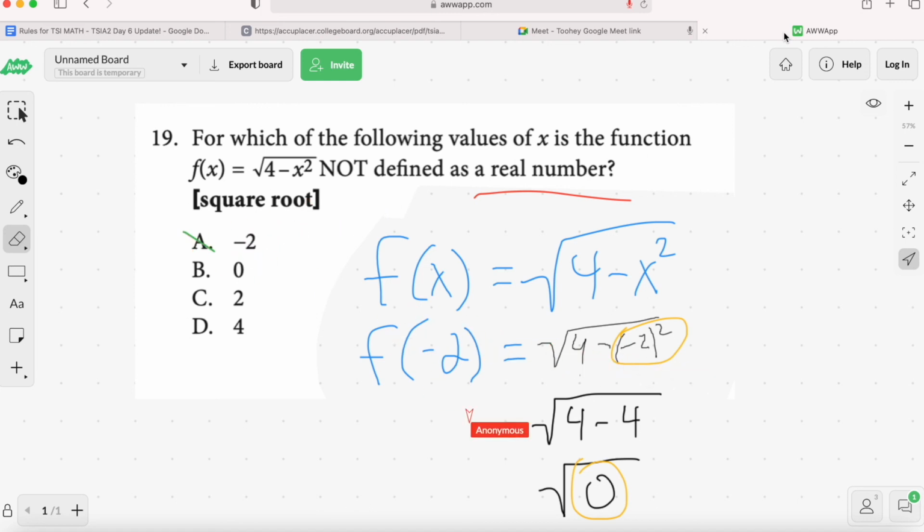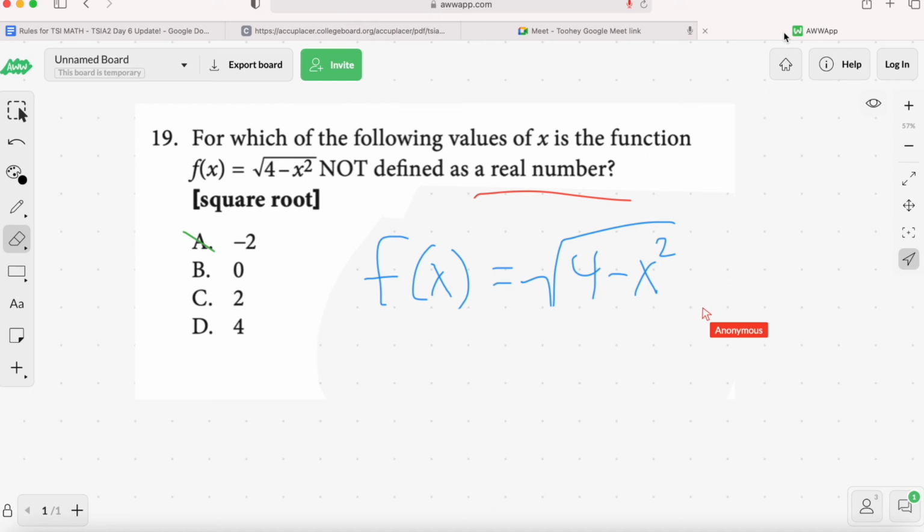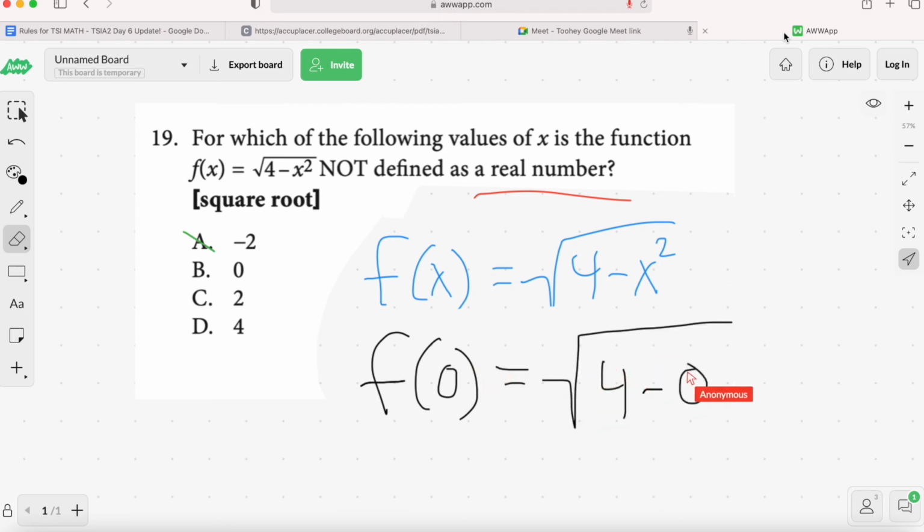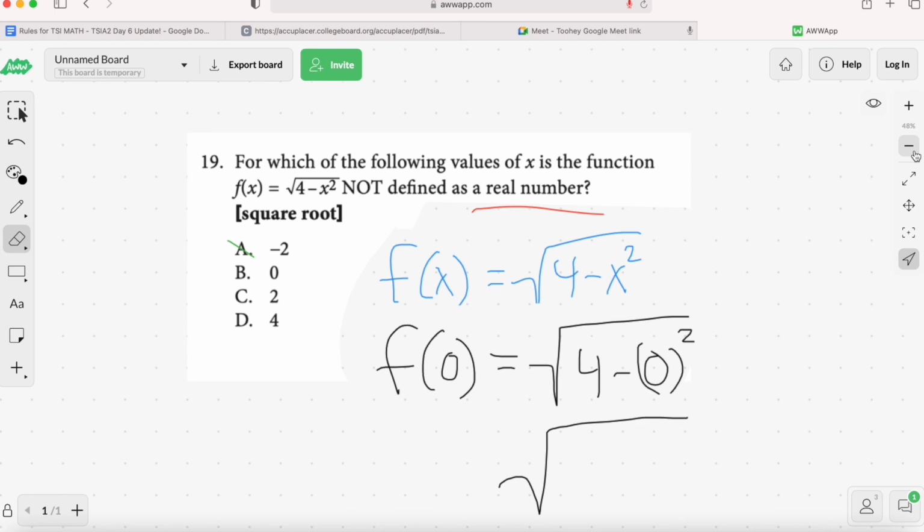Let's plug in the others. And again, with functions, you're just replacing the x with a value. It's really just a fancy plug in your values question. All right, so we're going to plug in 0 now. So f of 0, testing answer choice B, equals the square root of 4 minus 0, parentheses, squared. What does that equal, Francisco? 0 squared, that's 0. So 4 minus 0.